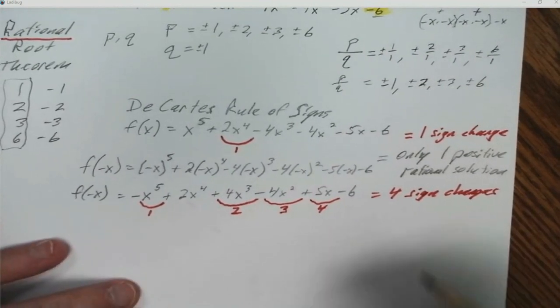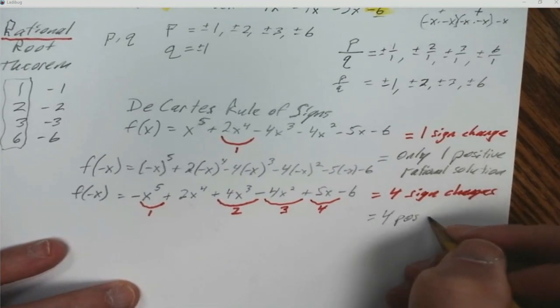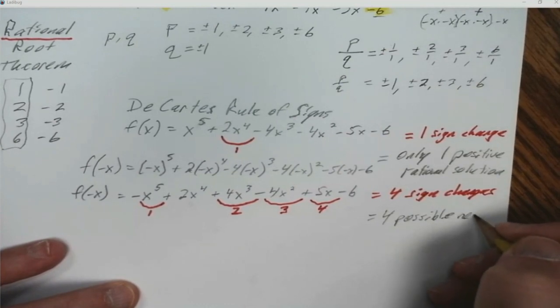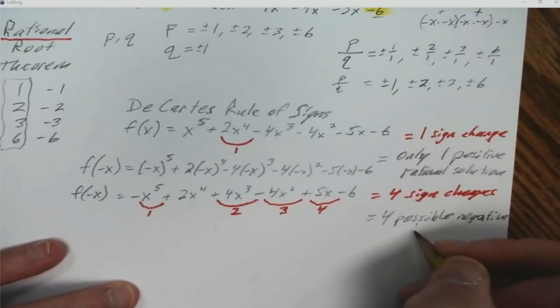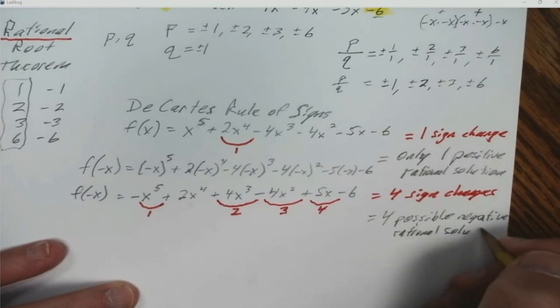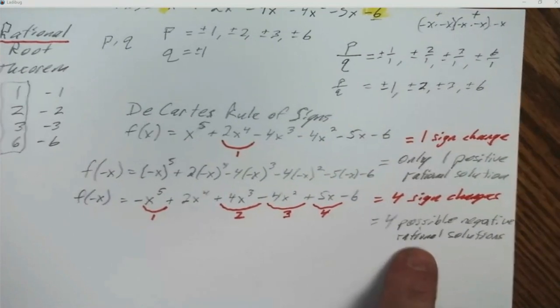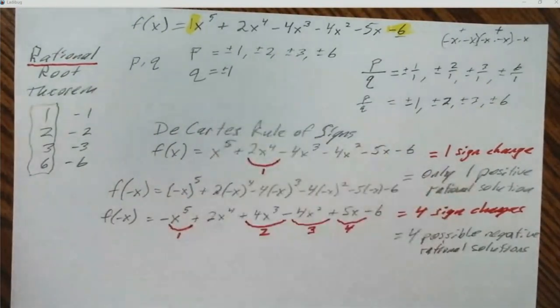So that means for, I'm going to put this word in there and I'm going to talk about why. Possible negative rational solutions. So it's very possible that all 4 of these could be rational roots for that equation. Because Descartes' rule of signs says there could be 4 of them.